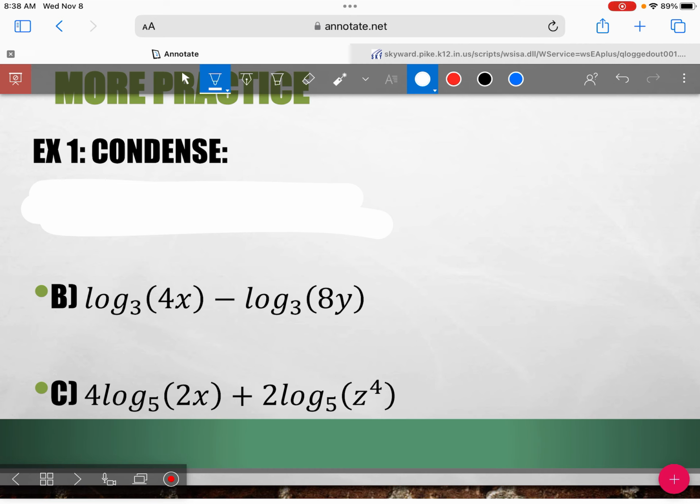So we're going to use a couple of properties in this one. So we're going to condense it. Whenever you're condensing, you should only have a single log. A single log. So when you see how we have a log in two different places, that's how I know that this is not condensed. Okay, so we'll do B and C, skip over A, show you your quiz.